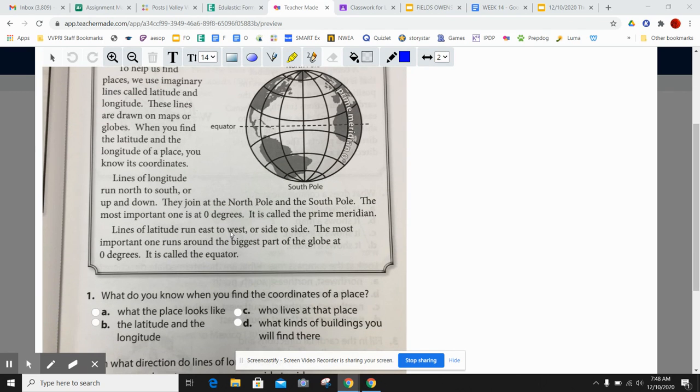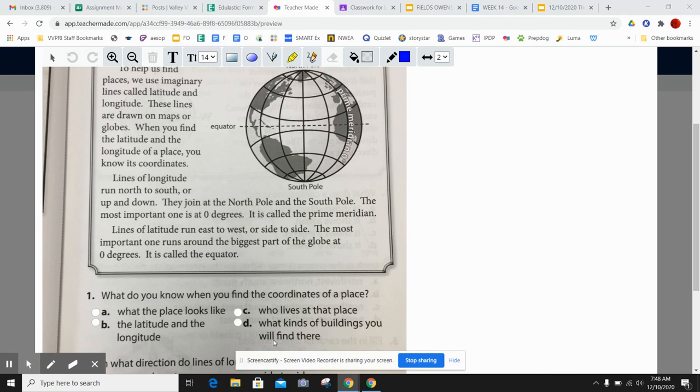Okay, and so number 1, what do you know when you find the coordinates of a place? The coordinates, again, they talked about how they are where the lines will line up. All right, and so as we get into this a little farther in geography, each line is going to have a number, and those are our coordinates. All right, so it says here, when you find the latitude and the longitude of a place, you know its coordinates.